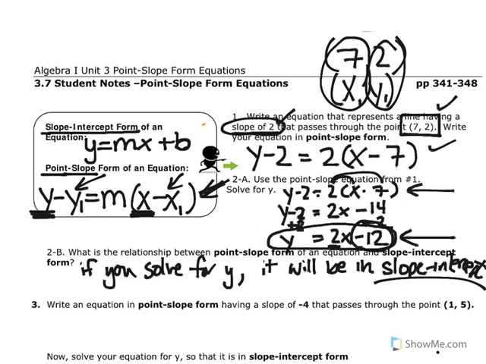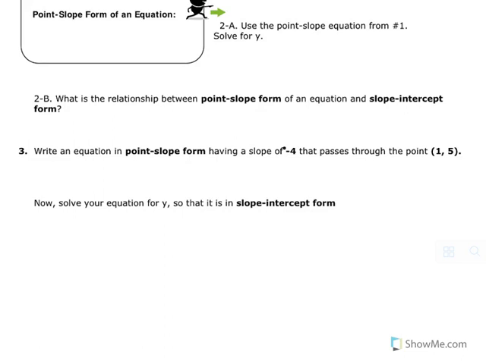Okay, let's keep moving on and do some more examples. You'll be catching on, I'm sure, because you all are really smart. It says, write an equation in point-slope form having a slope of negative 4 and passes through the point 1, 5. Okay, so we're going to rewrite our equation. We're going to keep doing this over and over again so it gets in your head. Y minus y1 is equal to the slope times x minus x1. So let's look at our point. This is x1 and this is y1.